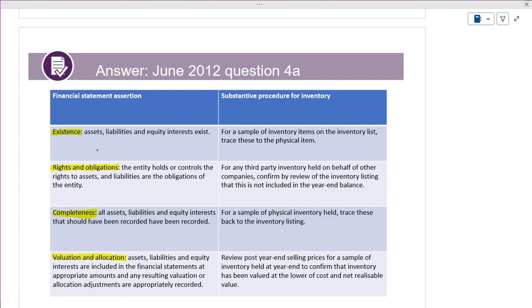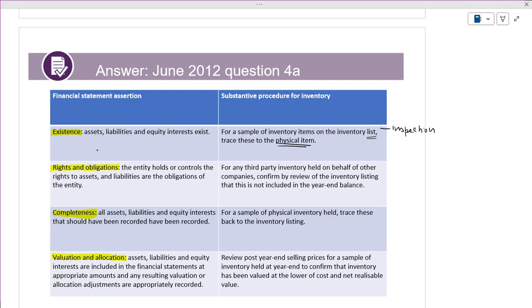What we are doing is, for a sample of inventory items, we check what is in the list and whether it is physically present. Then only we can say this is inspection, right? Yes, it is an inspection: for a sample of items of the inventory, trace this to the physical item. This is nothing but the inspection. Fine? Are you clear about this?